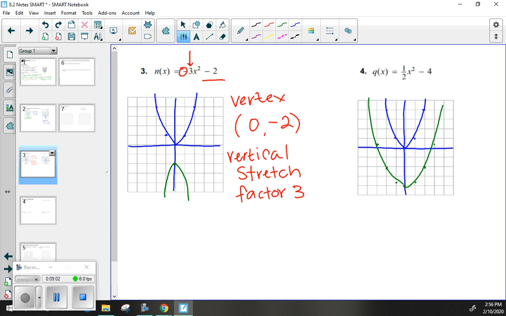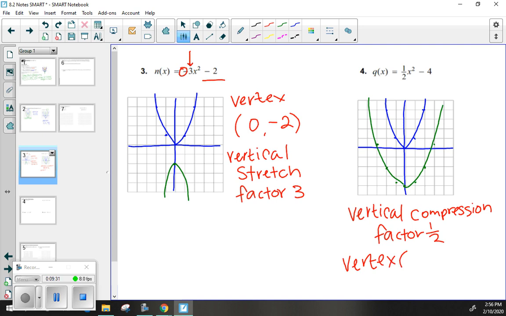Going over to number 4, we can see that there's no negative, so they open the same direction. We have a vertical compression with a factor of 1/2. And our vertex is at 0, negative 4.